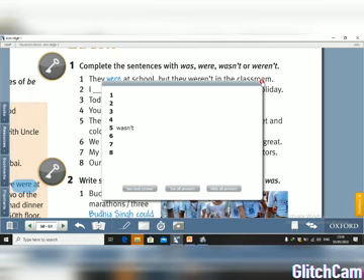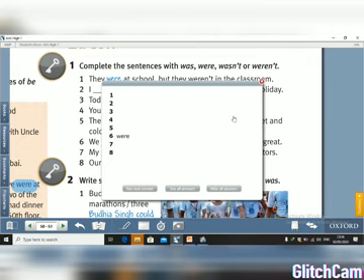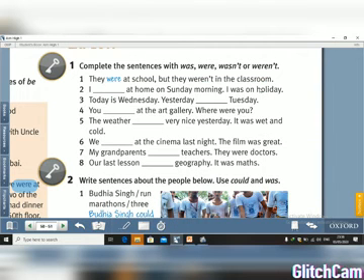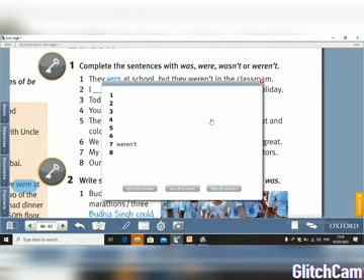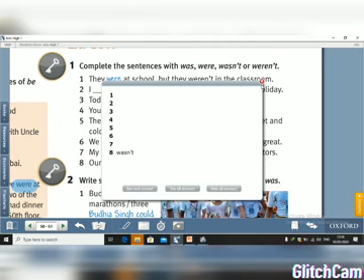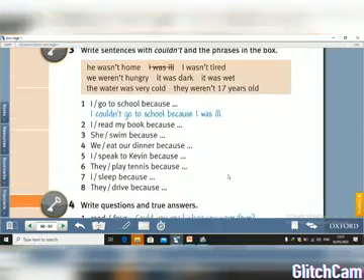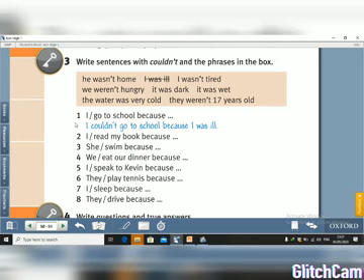Number six, we at the cinema last night, the film was great. We were at the cinema last night. Number seven, my grandparents, teachers, they were doctors. So, they weren't teachers. Last sentence, our last lesson, geography, it was math. So, it wasn't geography. Okay. Here, I go to school because I was ill.